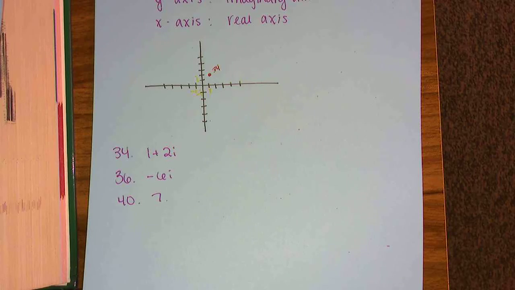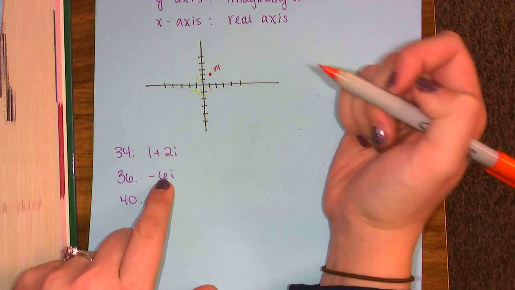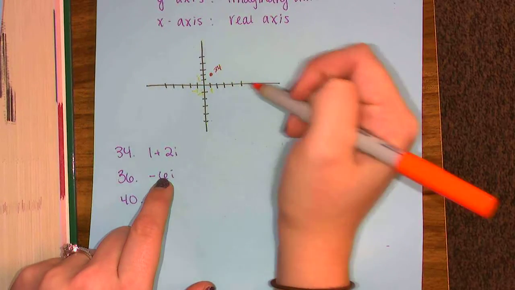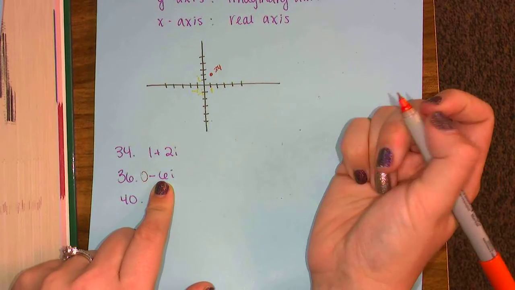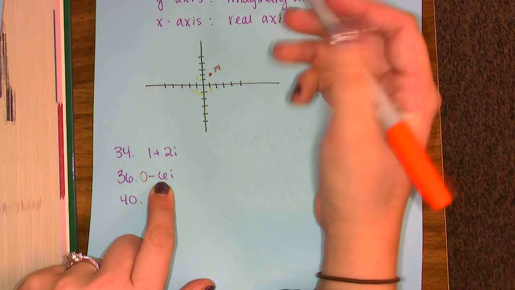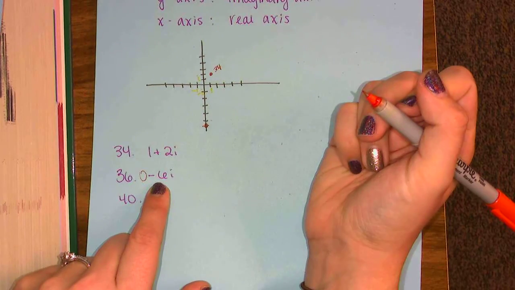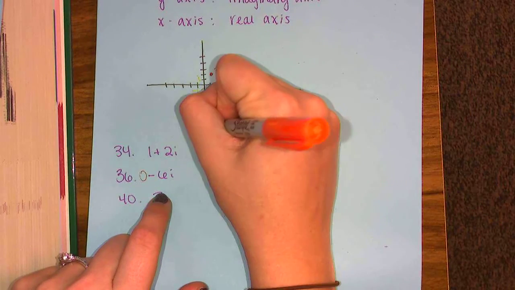Look, if it doesn't have a real term, this one only has the imaginary term. It doesn't move on the x. Basically it's a 0 there, so I stay on the y-axis. It's down to negative 6i, so you need to add in one more. Plot the point there at negative 6i, which is literally just going down 6, and that's problem 36.